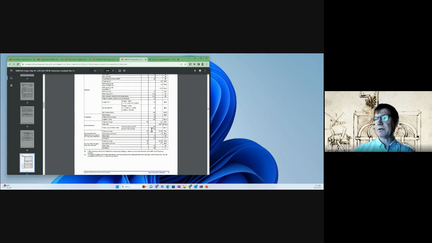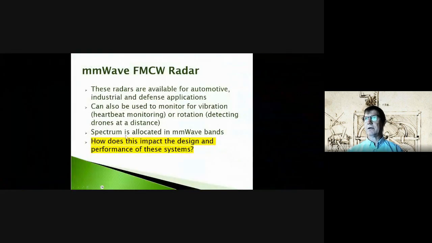So actually, a frequency range is at the IF or the 20 gigahertz clock, and recall that we multiply that by 4, and this is for the multi-chip synchronization. All right, so let's then kind of finish off with these things. As I mentioned, they're available for automotive, industrial, and defense applications.